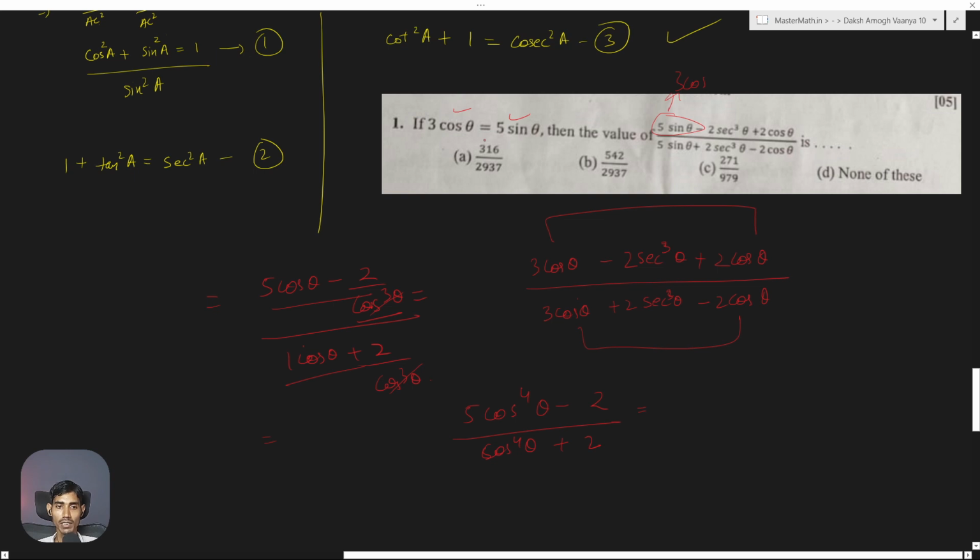One thing I notice here is 3 cos theta and 5 sin theta. So tan theta would be 3 by 5. Oh, we got it, na? Tan theta is 3 by 5.